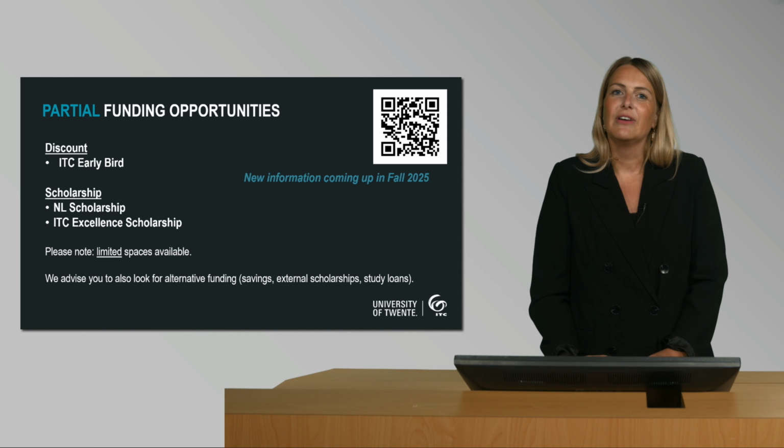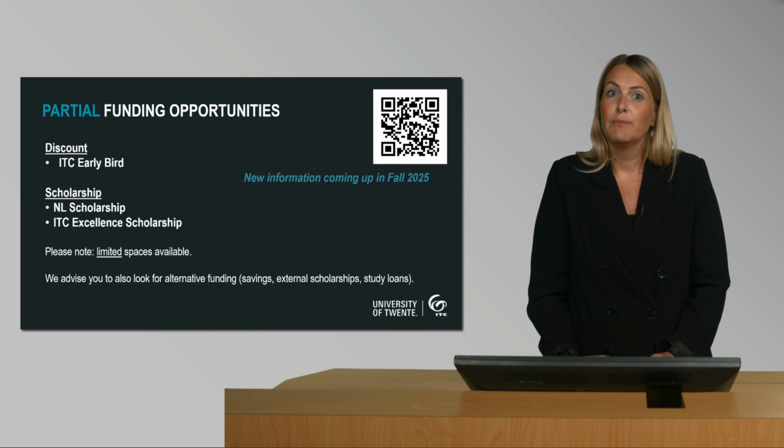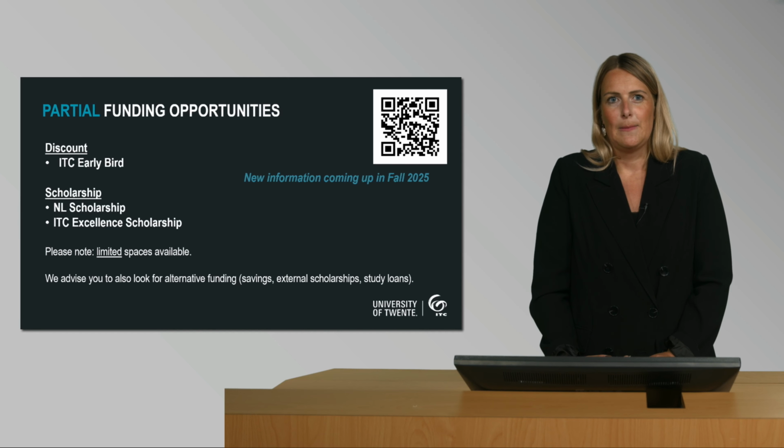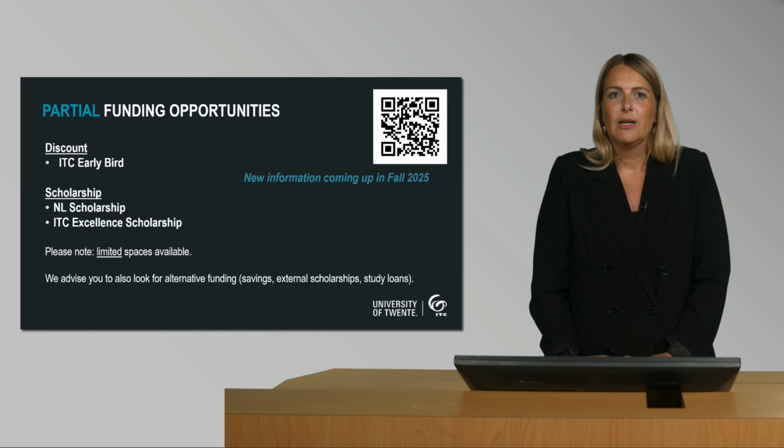The Dutch Ministry of Education offers the NL scholarship, which is a very small amount that can help you during your monthly living allowances. And the other one is from the faculty ITC. It's a scholarship called ITC Excellence Scholarship and covers a huge part of your tuition fees and living allowances. These options are very competitive and only limited spaces are available, and the information will be updated in the coming weeks.